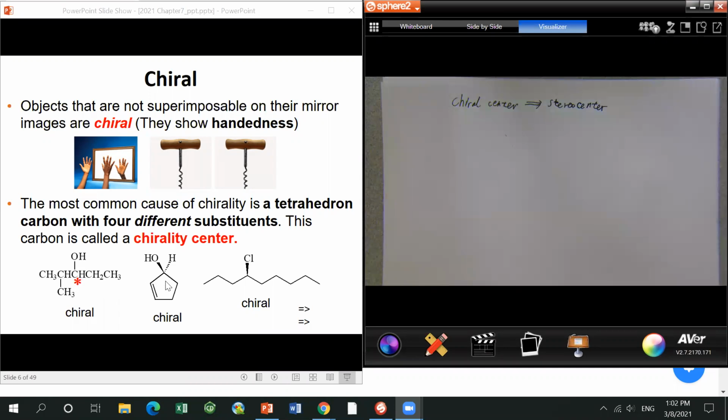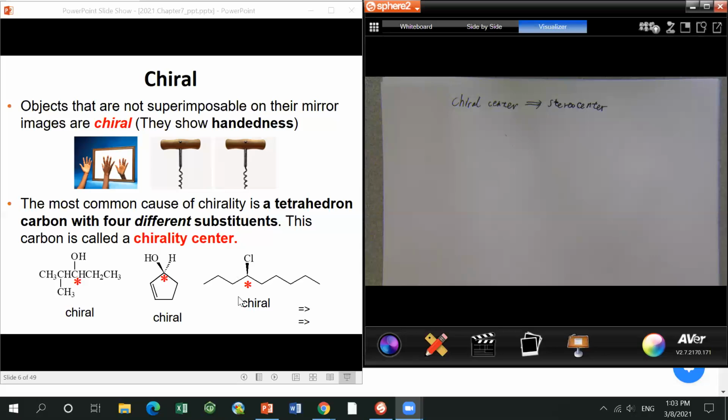This one is also a chiral center. It has OH, hydrogen, and then one branch has a C=C double bond while the other branch has just a C-C single bond. That's different. Quite often the hydrogens are ignored when we draw line-angle structures, so you should keep in mind that a hydrogen may be attached to a chiral center. For example, this carbon also has four different attachments, so it should be a chiral center.